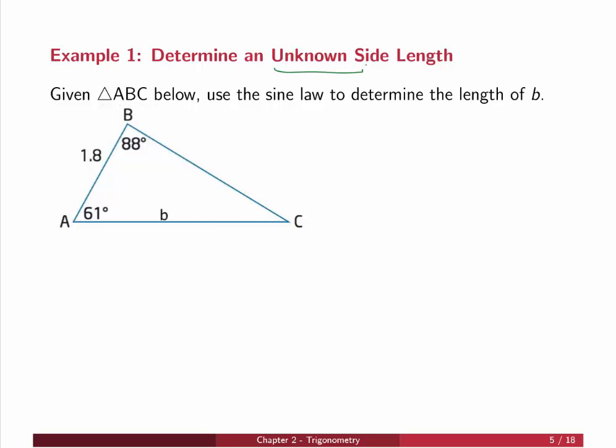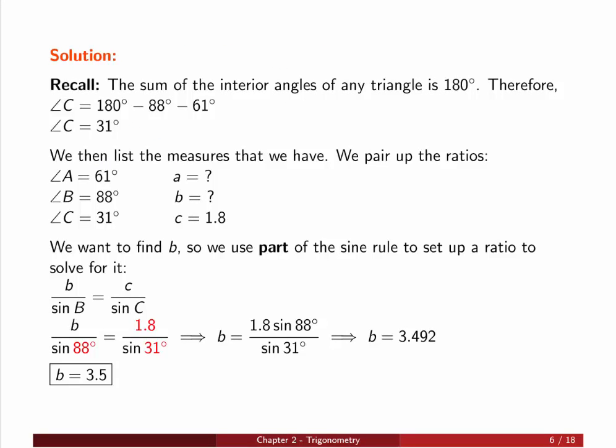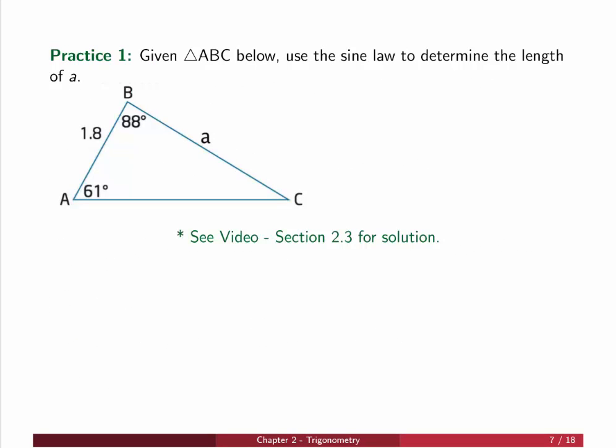This example I did with a worked through solution in the notes, as you can see. So hopefully you've tried the practice problem associated with it. I'm going to go through the solution of that right now. Given triangle ABC below, use the sine law to determine the length of side length A.